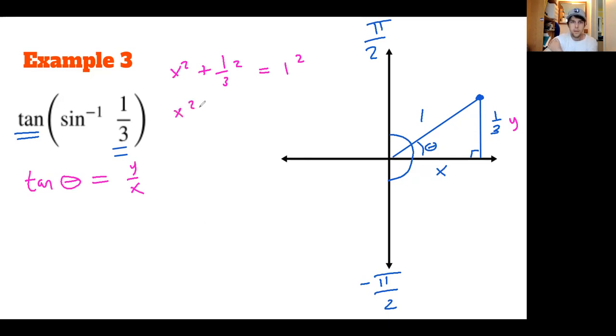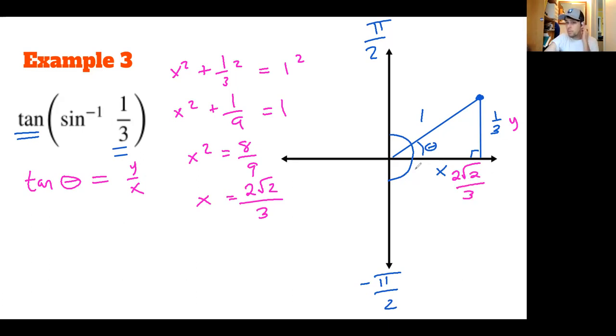Simplifying this a little bit, we get x squared plus 1/9 equals 1. Subtract 1/9 from both sides. We're going to get x squared equals 8/9. And then we have to take the square root of both sides. So the square root of 8 is 2√2. And the square root of 9 is 3. So 2√2/3. So that is our x component here. And we do know it's positive because we're in quadrant 1. We're going positive to the right.